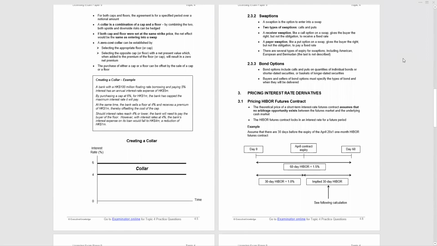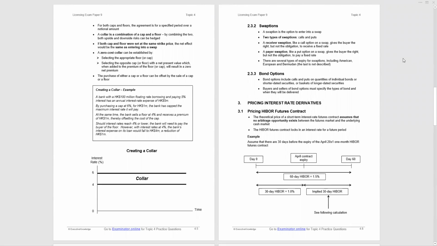Now, continuing on caps and floors and collars. For both caps and floors, agreements for specified period over a notional amount. Now, it may or may not be the amount that you're exposed to, but that's what the option will be calculated on. And as I said before, collar is a combination of a cap and a floor. Now, very important point, if both cap and floor set at the same strike price, what's the net effect?